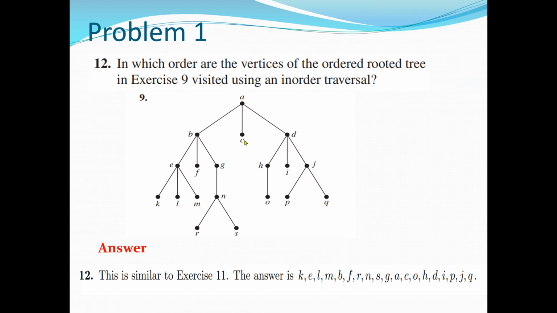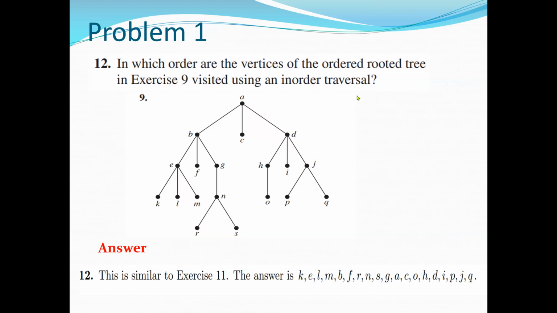The next left will be C. After C, we go through the leftmost of the right subtree with the root D. So that will be O, then H, then we go through D, then I, then P, then J, then the Q.